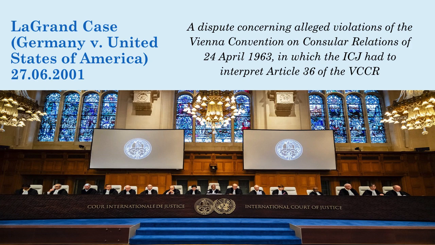Karl LaGrand was executed in February 1999. Walter LaGrand was executed in March 1999, in spite of a provisional measures order of the ICJ rendered on the same day, asking the US government to take all measures at its disposal to ensure that Walter LaGrand is not executed pending the final decision in these proceedings.